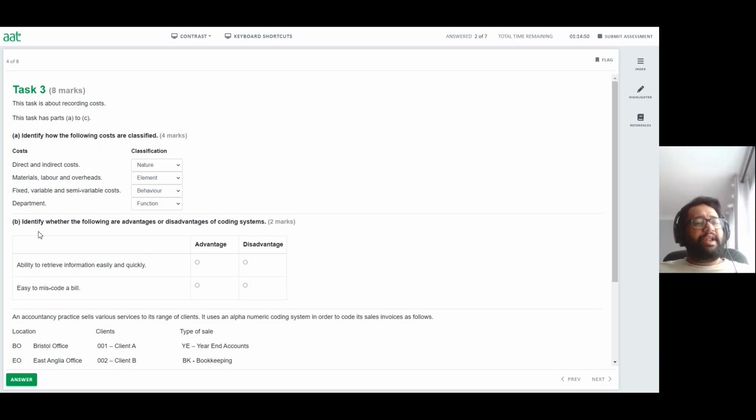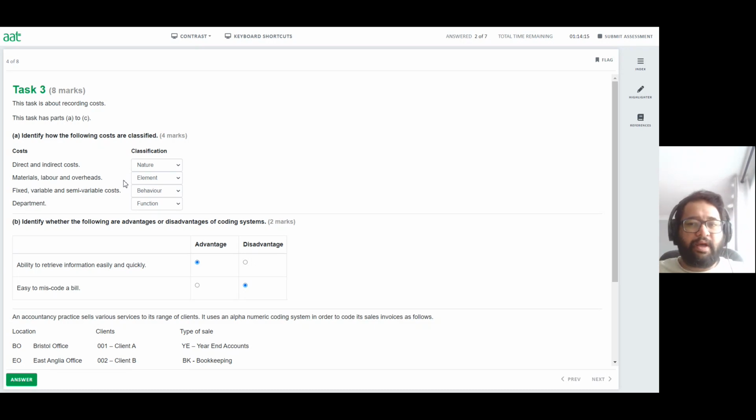Next one, identify whether the following are advantages or disadvantages of the coding system. Ability to retrieve information easily and quickly. Yes, it is very advantageous. Easy to miscode a bill. Yes, because with your codes, when you know the product code, you can type it in, and you can easily miscode something there as well. So that can be a disadvantage. But with attention to detail, you can overcome this disadvantage.